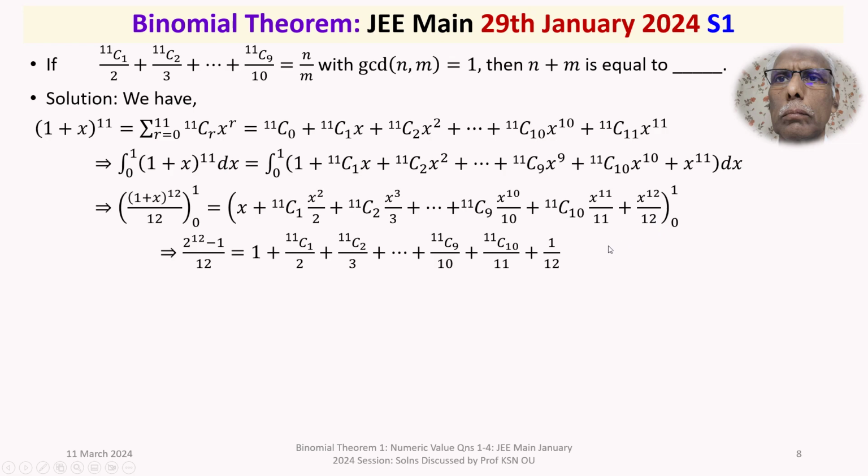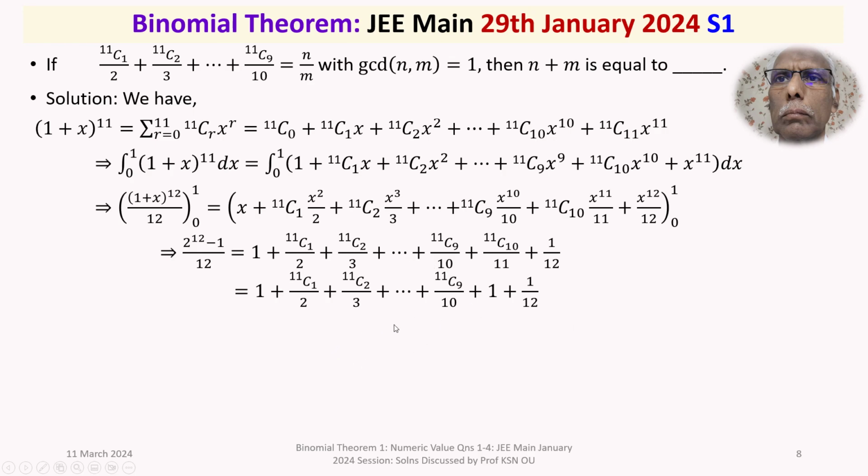But look at the given one. So that is 11c1 by 2, 11c2 by 3, up to 11c9 by 10 only. That means what happens to this 11c10 by 11? So that's what we're asking. 11c10 is 11c1. 11c1 is 11. 11 by 11 is 1. So we will have all that. For this, we write 1 plus 1 by 12.